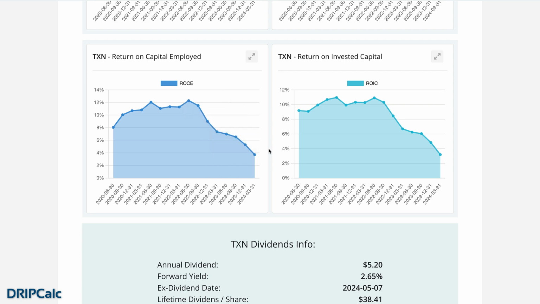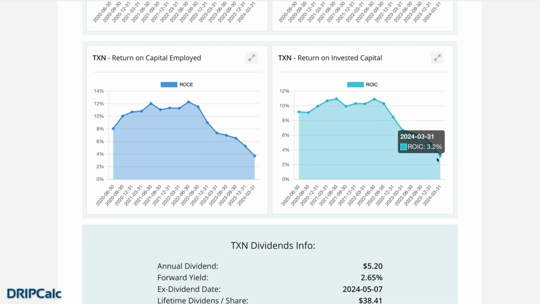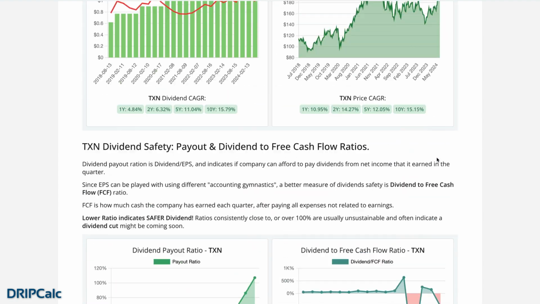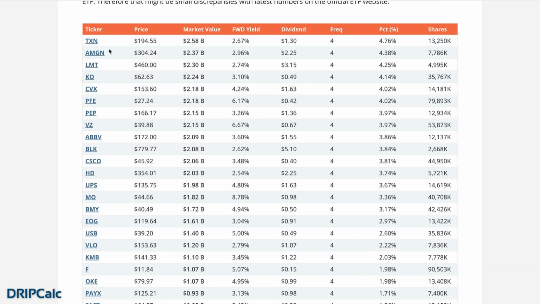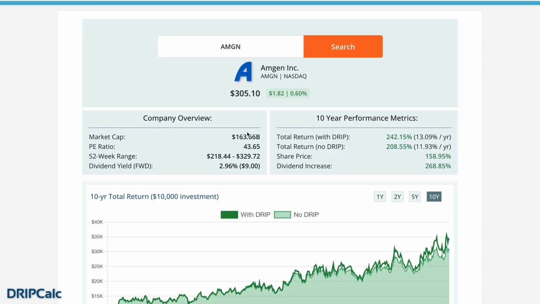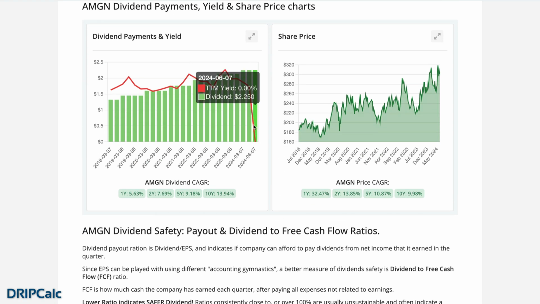Return on capital employed is going down. Return on invested capital is going down. So I don't think it's a very good stock. And on top of that, it's the number one holding for SCHD. So basically, if you want to buy SCHD, what is this?